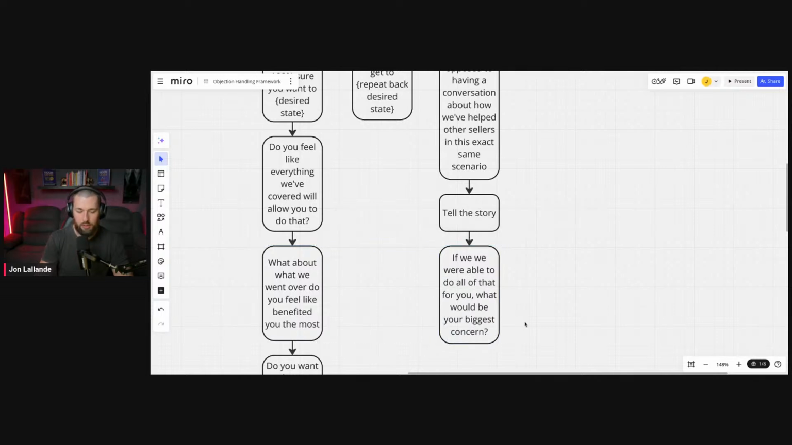If we were able to do all of that for you, if we were able to, so let me back up. Are you opposed to having a brief conversation about how we've helped other sellers in this exact same scenario? Yes. Okay, so we had a seller that had a bunch of stuff. Like their house was filled up to the ceiling with stuff. They were a bit of a hoarder, in their words, not mine, but they had stuff, right? And they didn't know what to do with their stuff.